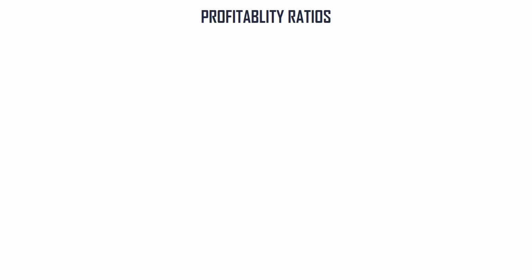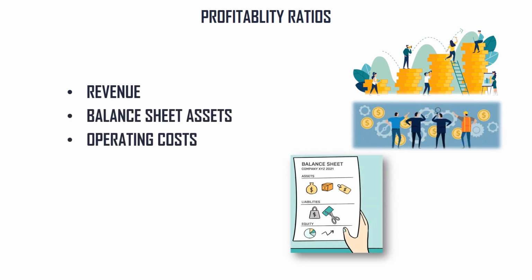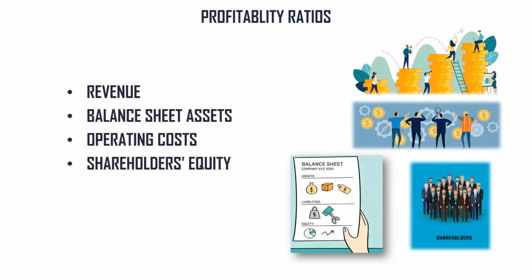Profitability ratios are financial metrics used by analysts and investors to measure and evaluate the ability of a company to generate income relative to revenue, balance sheet assets, operating costs, and shareholders' equity during a specific period of time. They show how well a company utilizes its assets to produce profit and value for shareholders.